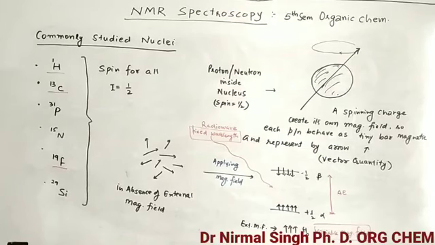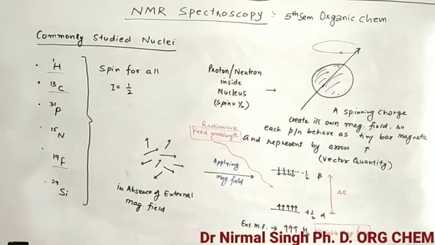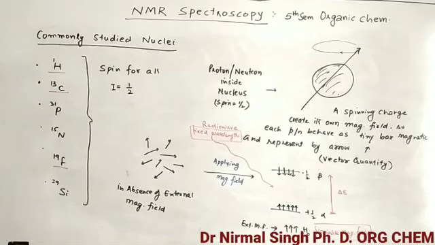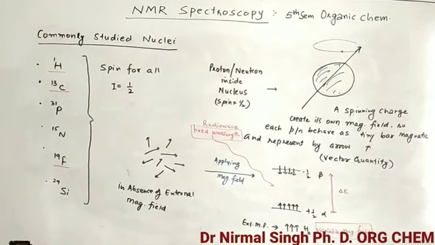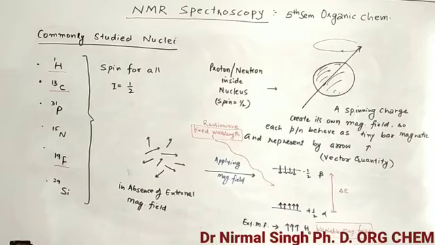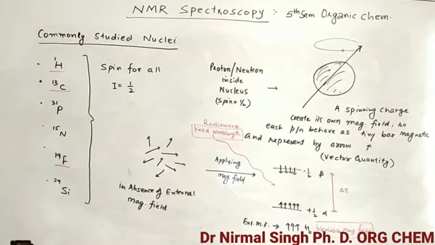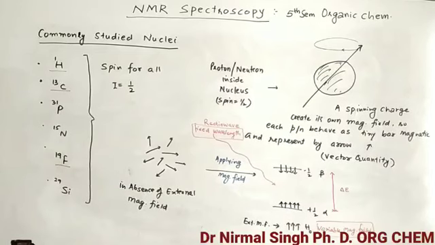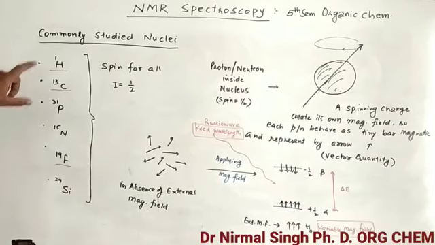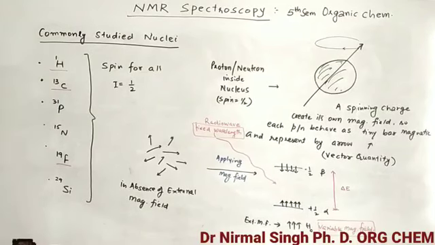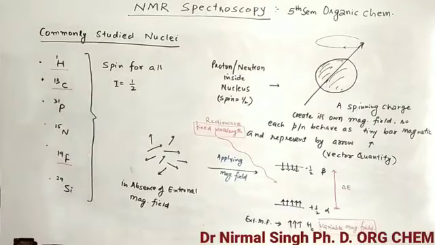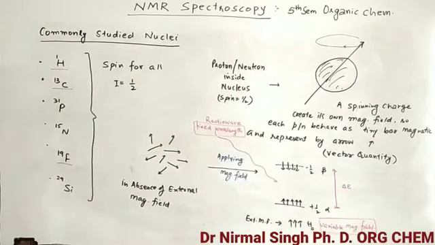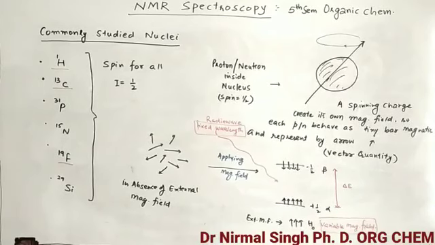Phosphorus-31 and nitrogen-15 are generally used to find the structure of biomolecules like proteins. F19 is generally used to analyze pharmaceutical drugs, because most pharmaceutical drugs have fluorine in them. Silicon is also used to find structures. So generally for any novel organic compound we use H1, C13 and a little bit of F19. One common thing in all these is that the net spin is half, so they are very NMR sensitive.